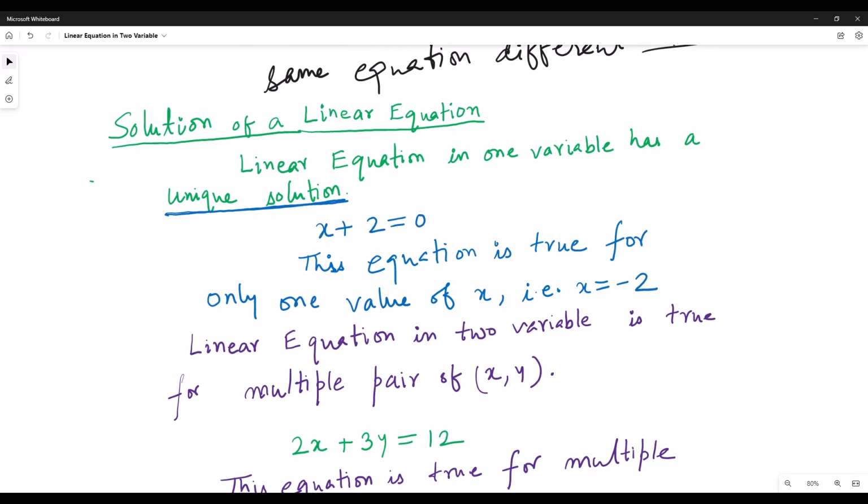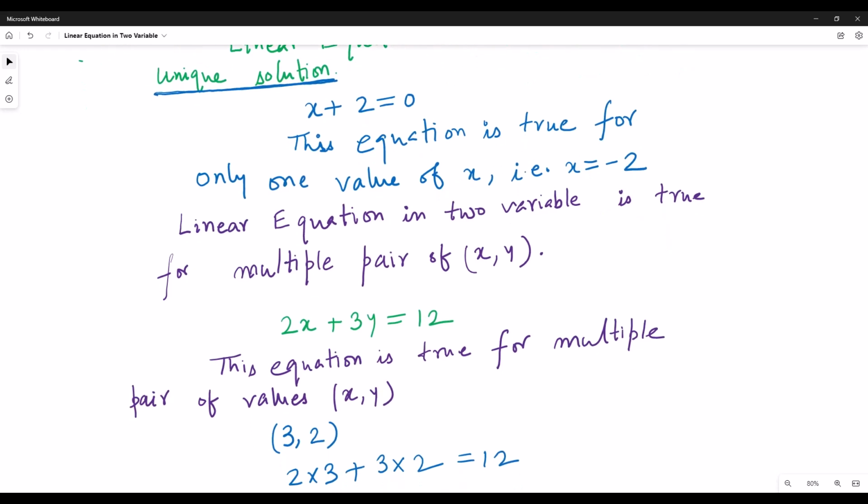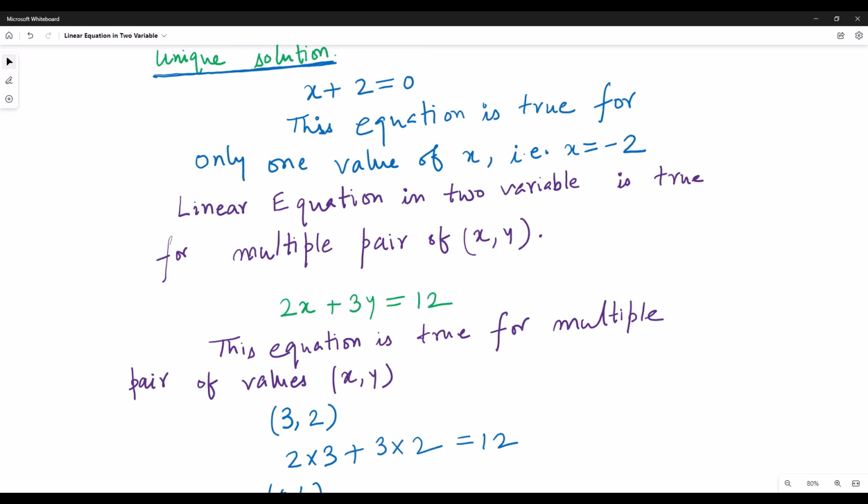Solution of a linear equation. A linear equation in one variable has a unique solution, like x plus 2 equals 0, so x is equal to minus 2. So this is a unique solution. A linear equation in two variables is true for multiple pairs of x, y, and those multiple pairs are infinite.